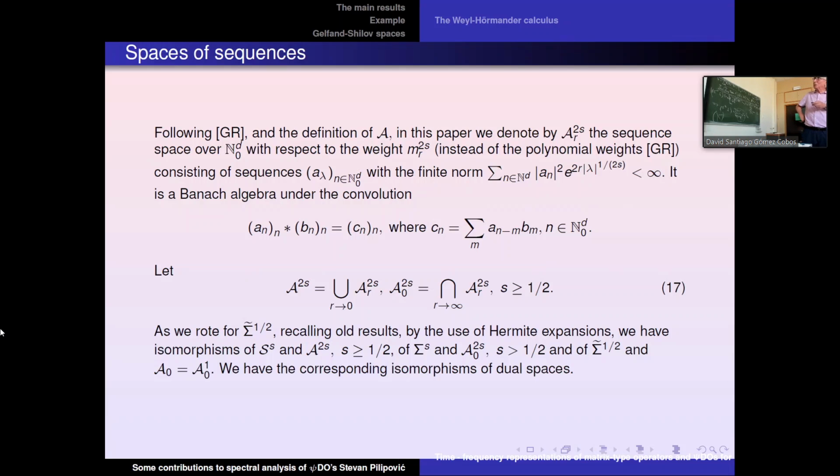So what is again repeated here, so we have this sequence space, and what I already told to my young colleague.